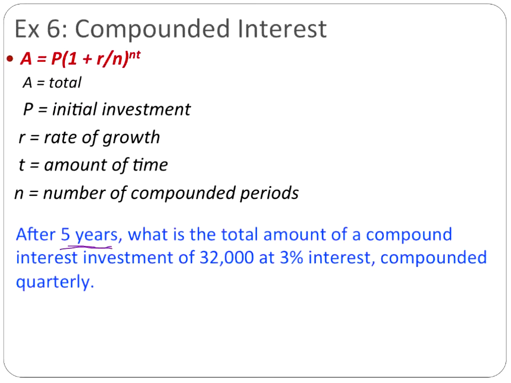After 5 years, you guys are going to do an investment and you're going to leave it there for 5 years. What is the total amount of a compound interest investment of $32,000 at 3% interest? So we're going to try this one together.